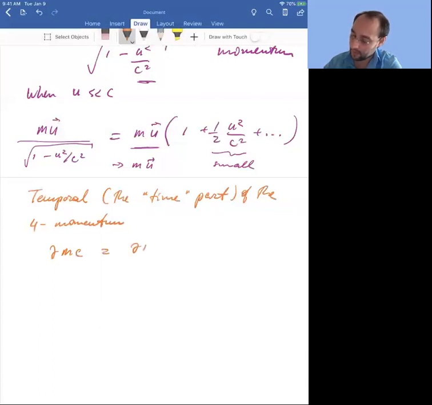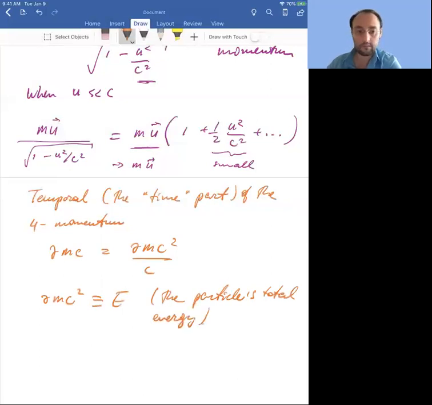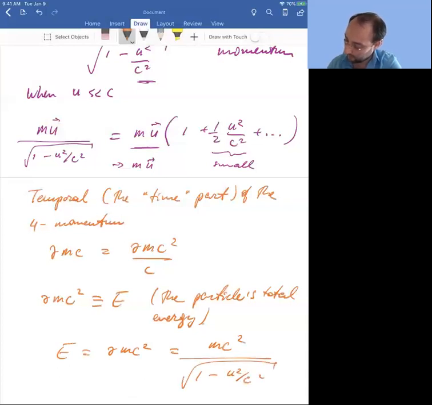We can write it as gamma mc squared over c. And the quantity gamma mc squared is defined to be the particle's total energy. So total energy equals gamma mc squared, which is mc squared divided by, again, the square root of 1 minus u squared over c squared.